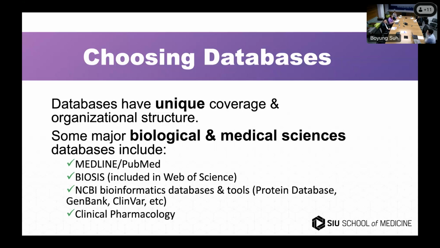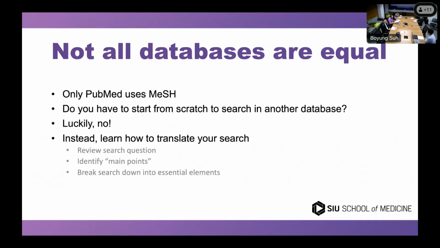The NCBI bioinformatics database and tools, including things like the protein database, GenBank, ClinVar, etc., are also important ones. Clinical pharmacology, of course, is a very important one when we're getting to the pharmacology side of things. So yeah, databases are not all equal. For example, we'll touch on it briefly today.